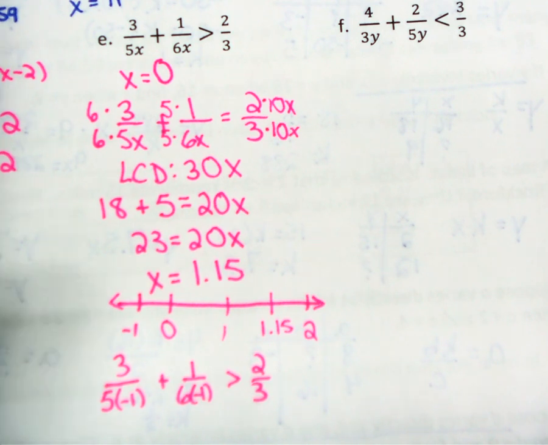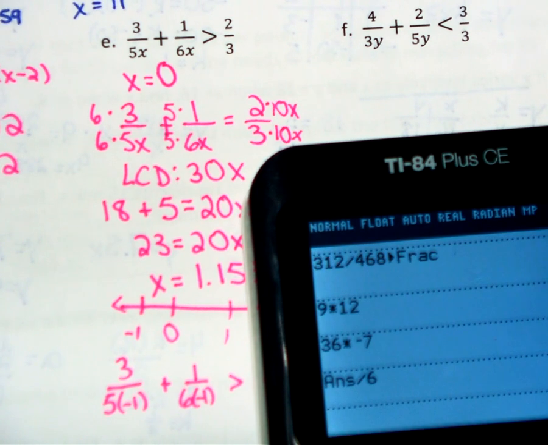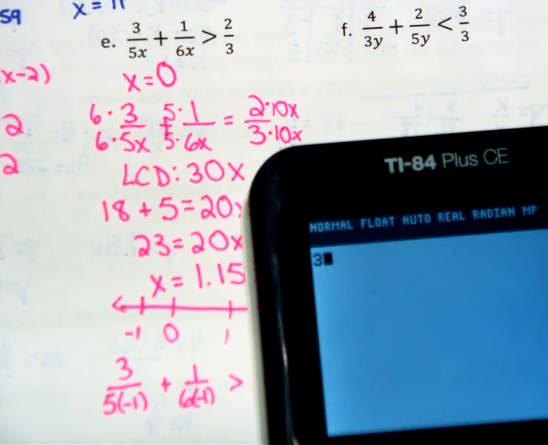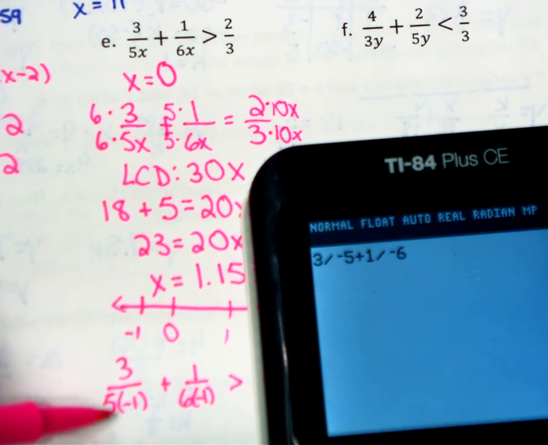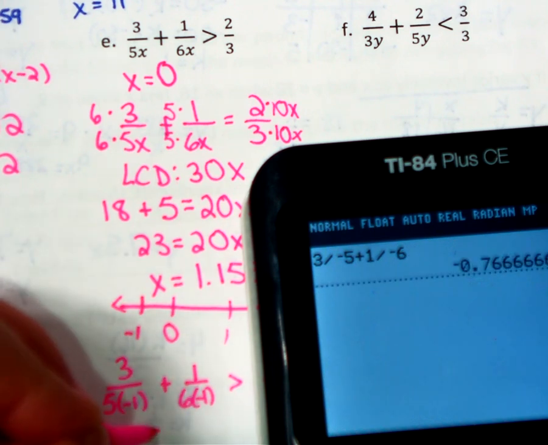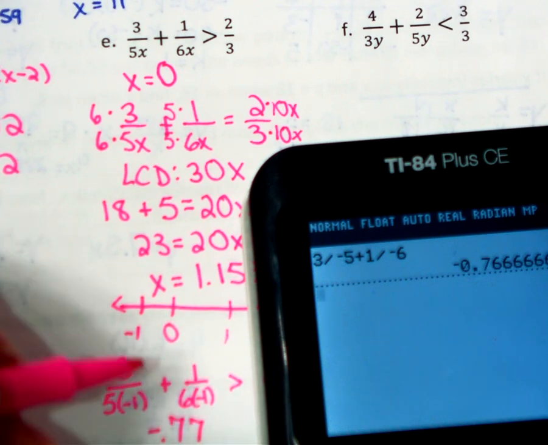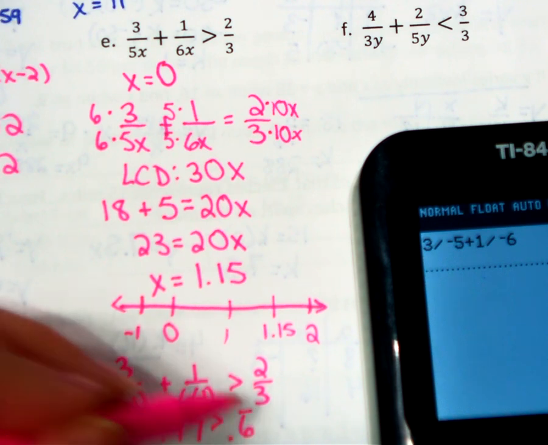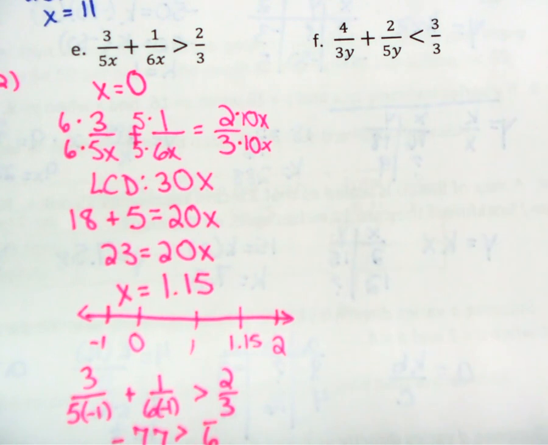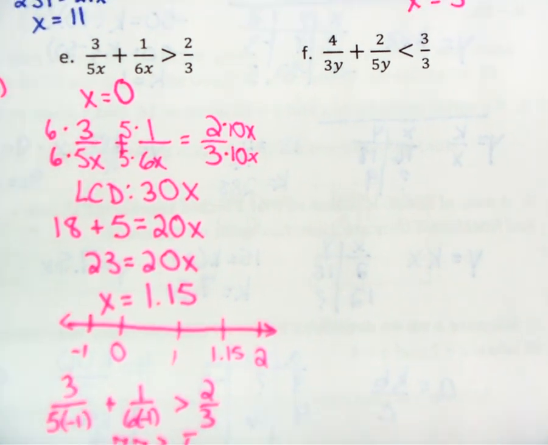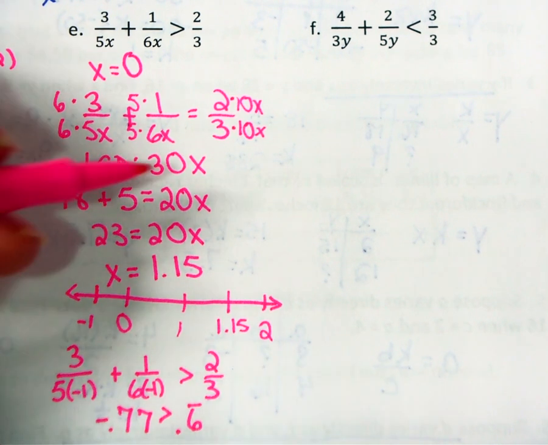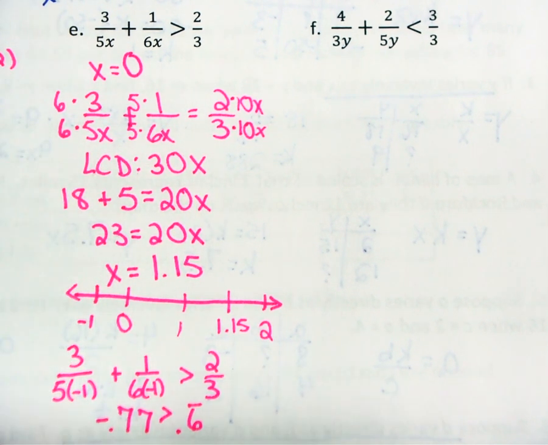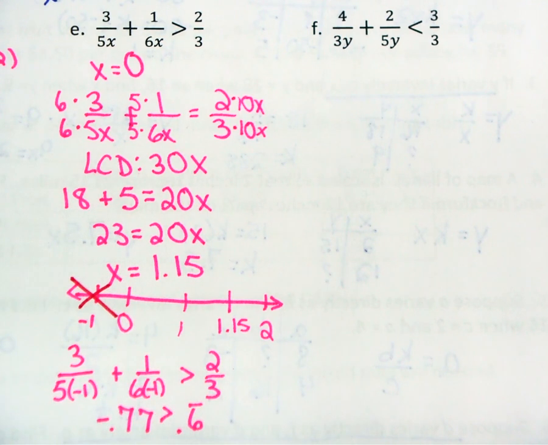So when I do that in my calculator, I'm going to do 3 over -5 plus 1 over -6. That's the 5 times -1 and 6 times -1. And I get -0.77 is greater than 2 divided by 3, which is 0.6 repeating. And that's not a true statement. So because that's not a true statement, that means that anything below 0 would not work in this inequality.